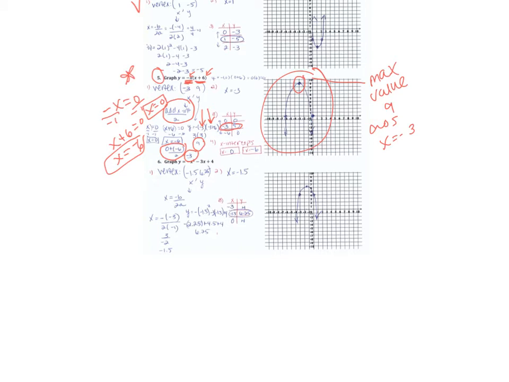Melissa is going to skip number 6 because that's another one in standard form.